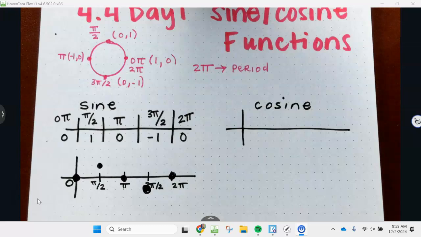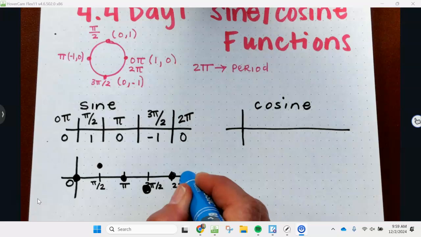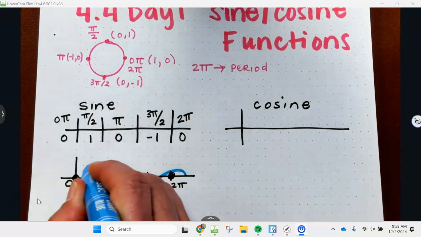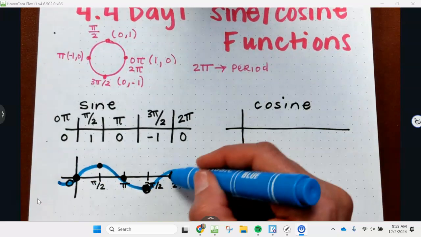That's all I need to show because everything else is a repeat. So the sine wave, like your parent function sine wave, is going to look like that.